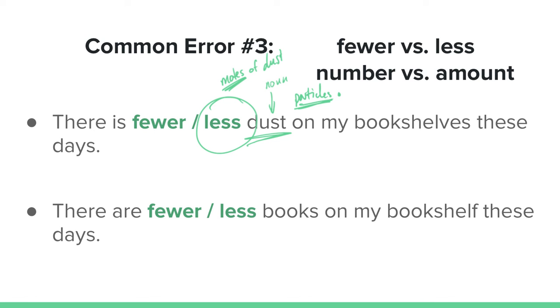All right, let's look at the next one. There are fewer books on my bookshelf these days, or there are less books on my bookshelves these days. Well, less is not for countable things. Can you count books? Yes, you can. So it should be fewer. There are fewer books on my bookshelf these days.